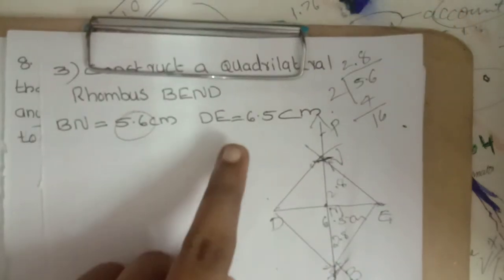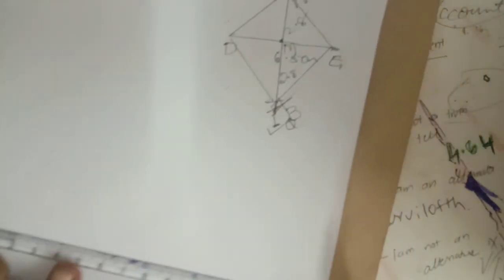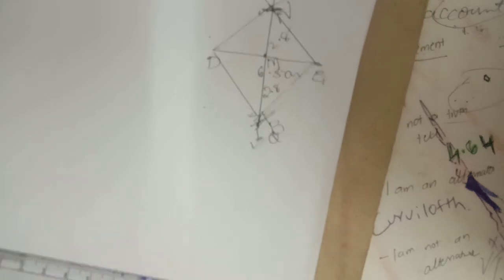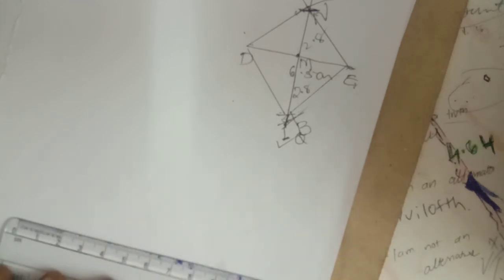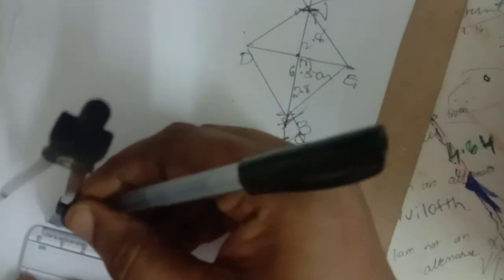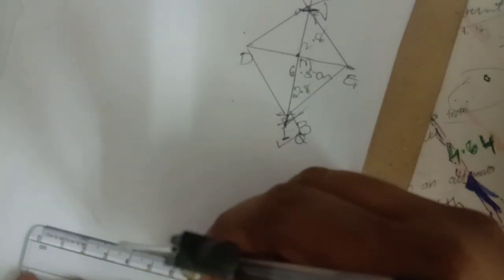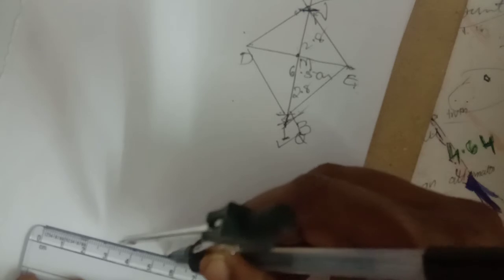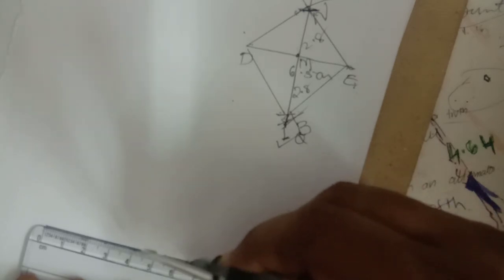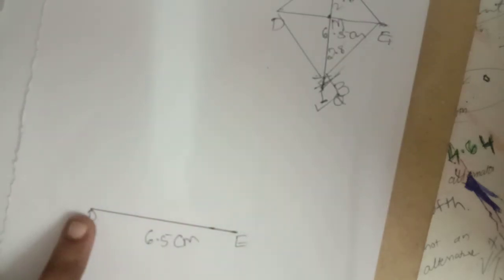How to start? First we start with which measurement? DE measurement. DE is how much? 6.5. So take out a scale and take the 6.5 measurement using the scale. Then there you mark which alphabets? D and E. How many centimeters? 6.5 centimeters. Like this way draw the D and E points with measurement 6.5.